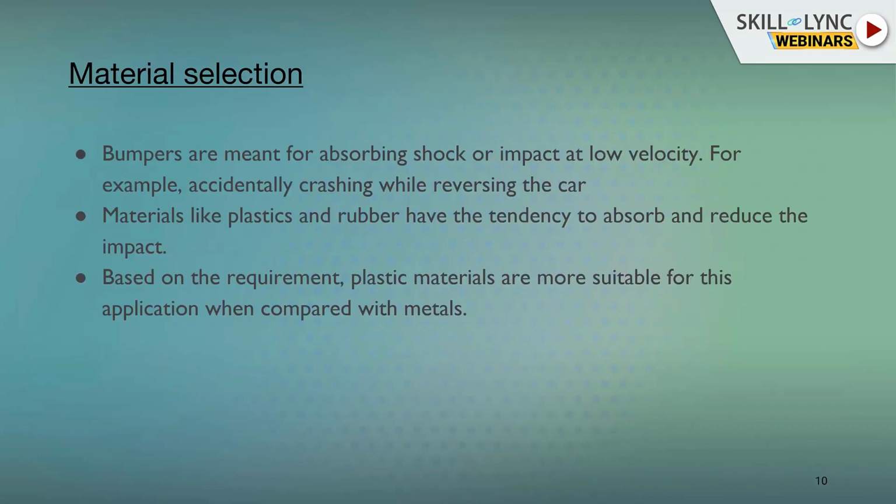Moving on to material selection, as I discussed earlier, bumpers are meant to absorb shock at the time of collision. For this purpose, materials like plastics are appropriate for the applications. At the earliest stage of automobile development, bumpers were usually made of metals, which were not efficient in absorbing the shock, and for those purposes, plastic serves as the best material, since metal components are efficient in transferring the energy rather than absorbing it.